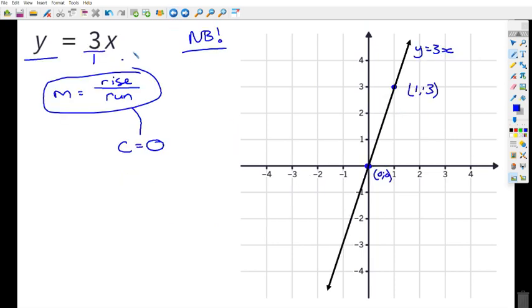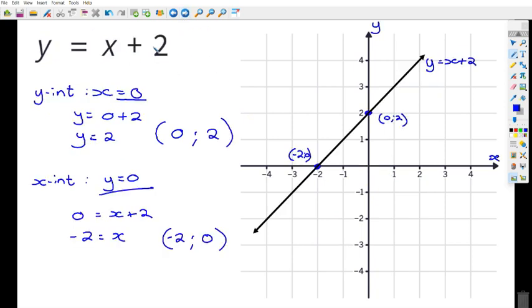Notice the 2 differences. When there is no c value, when the c value is 0, we're going to use rise over run, and we know it's going to cut through the origin. We say rise over run, get our point, and draw our line through the origin. When there is a c value, we have to find where it cuts my y-axis and where it cuts my x-axis. On my y-axis, I know that the x value is always going to be 0, and on my x-axis, I know that my y value is always going to be 0. Y-intercept, x is 0. X-intercept, y is 0. I'm hoping that's making sense and it's refreshing you guys from last year.